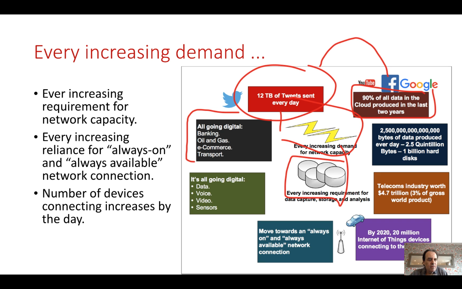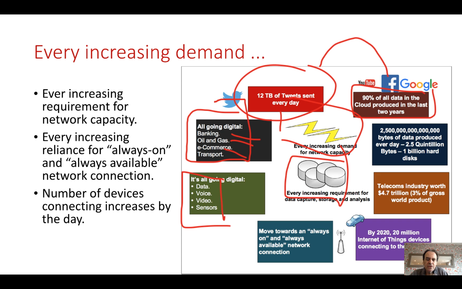And like it or not, most of our industries are moving towards some sort of digital infrastructure. Banking has been transformed. Oil and gas couldn't really work without some sort of communication infrastructure. E-commerce too, more and more is going online, and things like transport are now highly dependent upon our communications infrastructure.